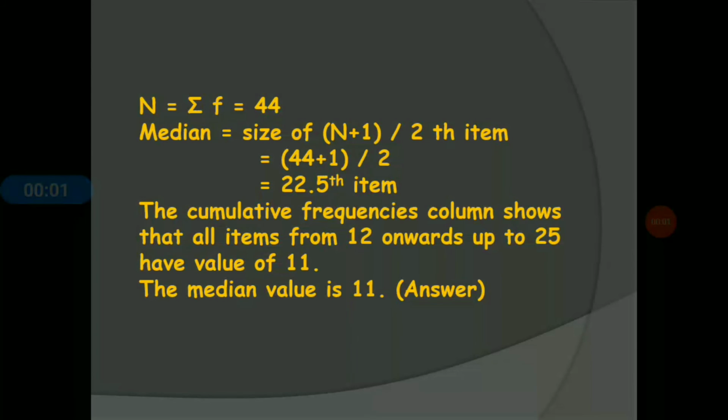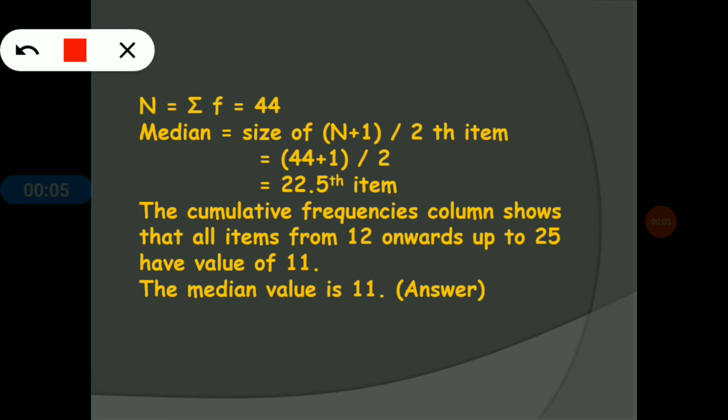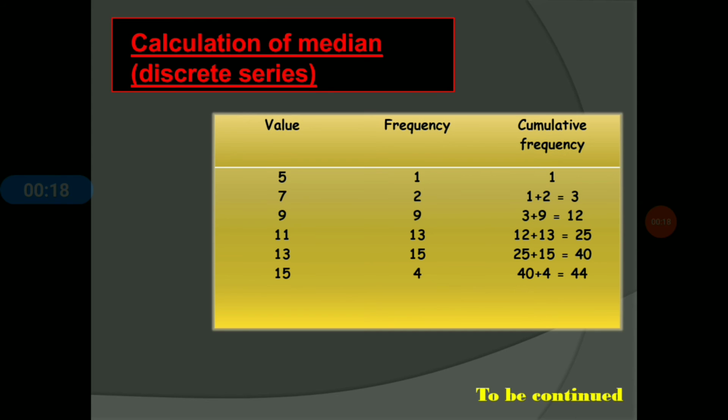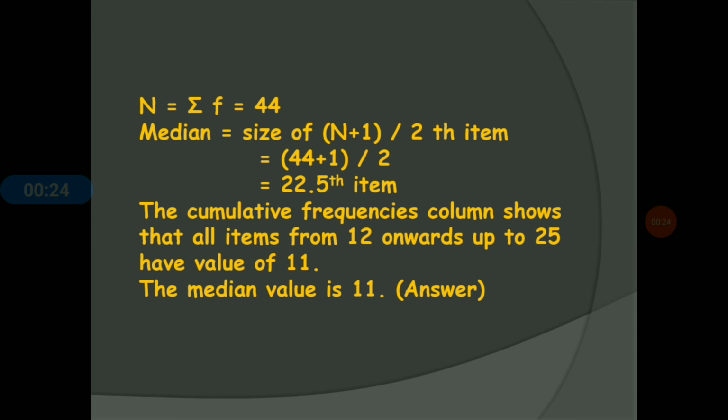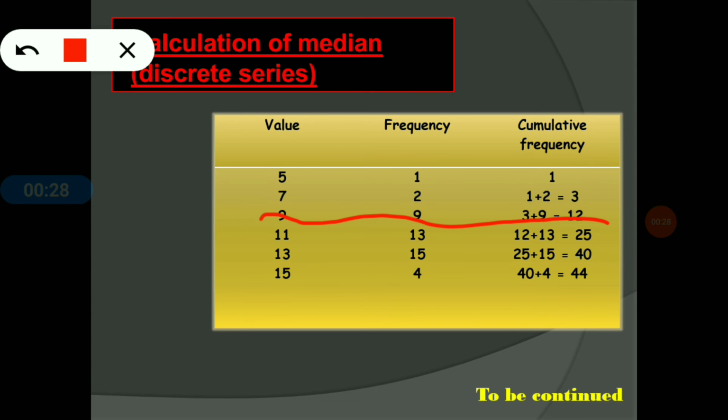So, the median value is the 22.5th item, clear. The cumulative frequency column shows all items from 12 onwards up to 25, because 22.5 is contained in the 25. So, now going to the previous slide. Here we can see that the 22.5th item is contained in 25, so in this class, clear.